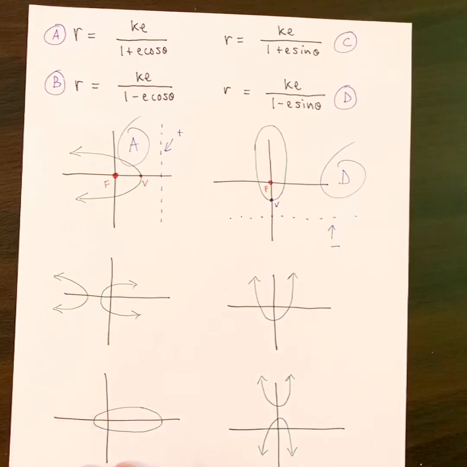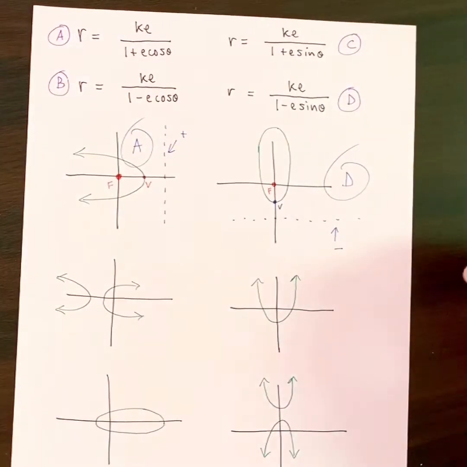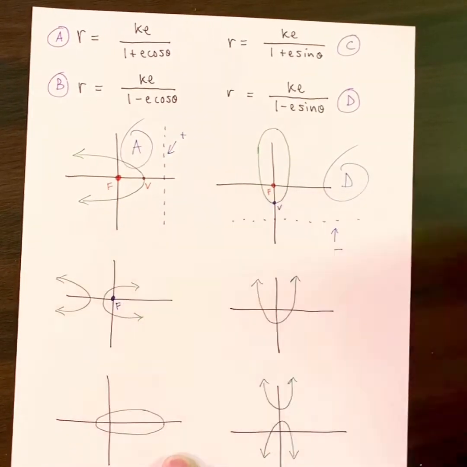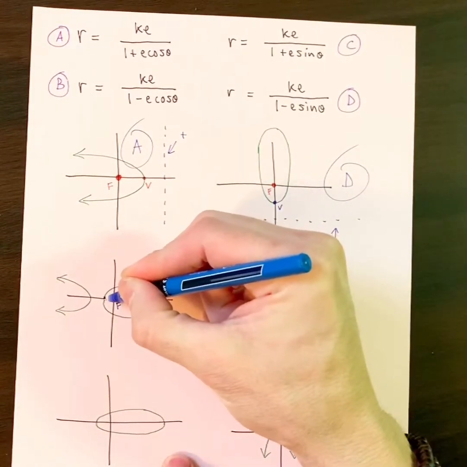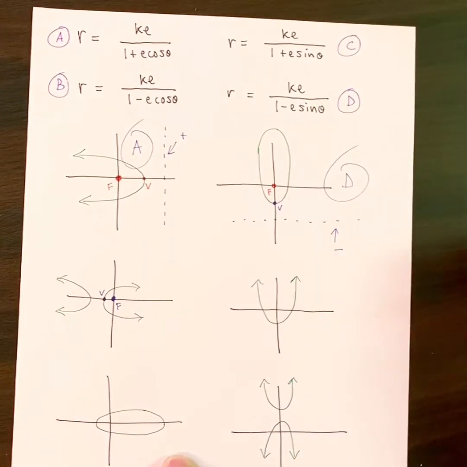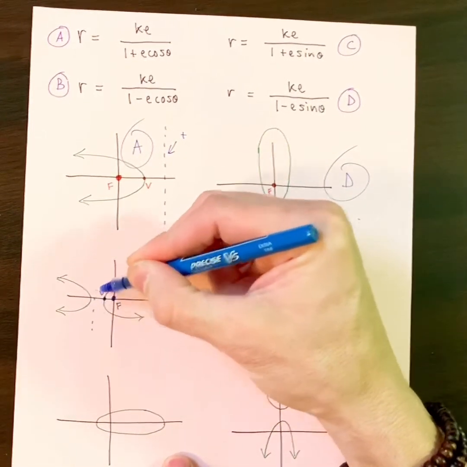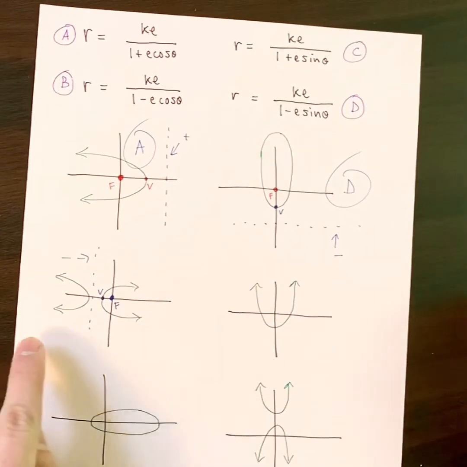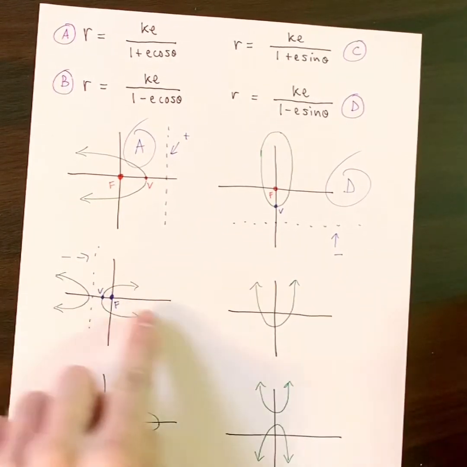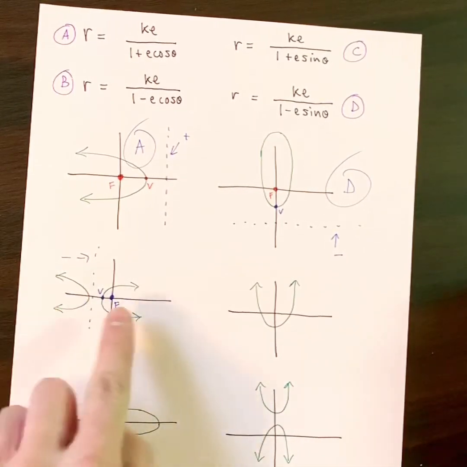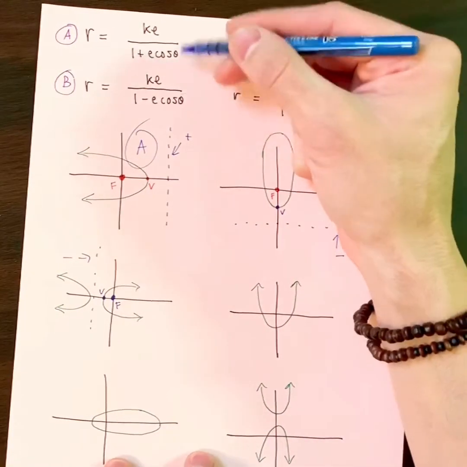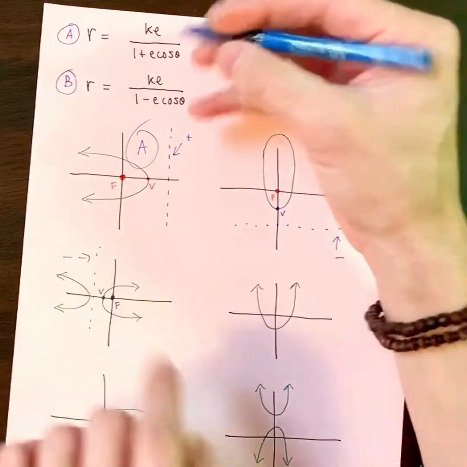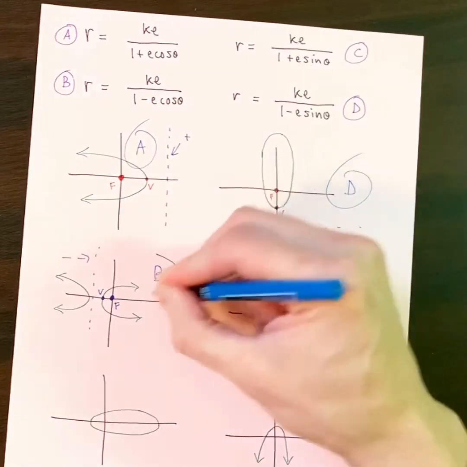How about this one here? So I'll just use blue. So at the origin, we have a focus, and here is the nearest vertex. And that implies that the directrix is going to be somewhere on the other side. This directrix is negative. And also, this hyperbola is side to side. Anytime it's side to side, you're going to use one of the cosines. So it's one of the cosines, and it's a negative directrix. So it would be formula B.